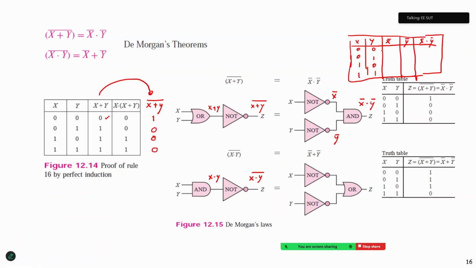Now let's see what X bar is. If X is 0, the inverse is 1. If X is 1, the inverse is 0. And for Y, if Y is 0, the inverse is 1. If Y is 1, its inverse is 0. And when we combine them, 1 and 1 will be 1, but 1 and 0, we get 0, right? 0 and 1 is 0. 0 and 0 will be 0. So here we get the same solution, right?